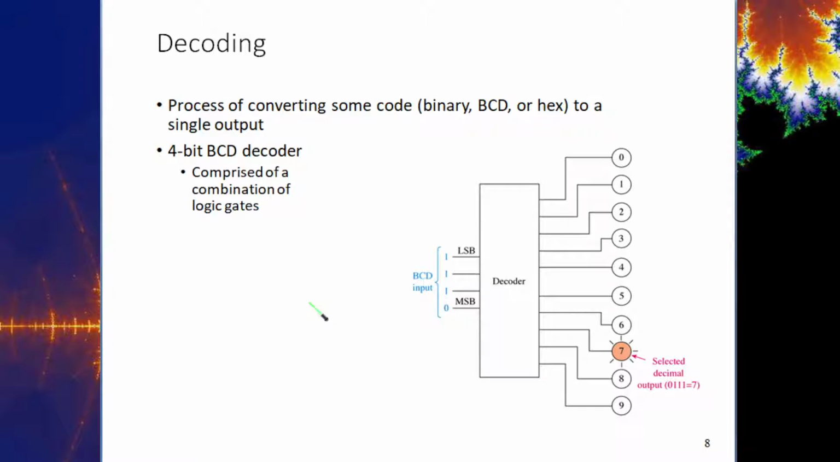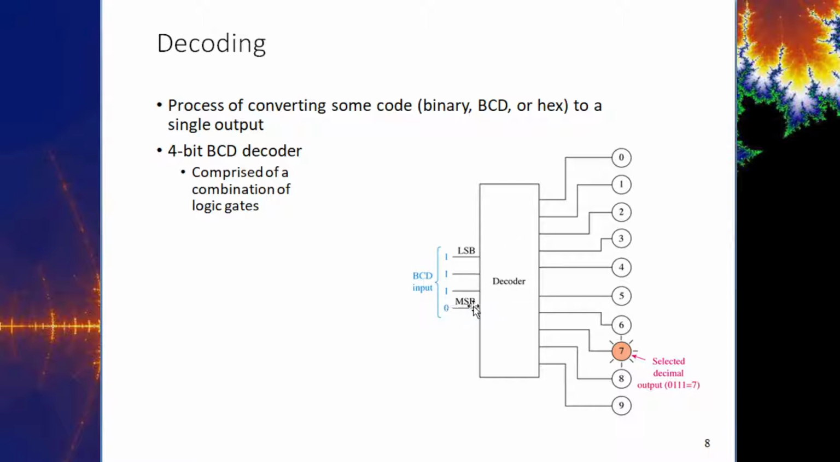What decoding is, is converting some type of code, whether it's binary or BCD or hex or whatever, to a single output. Okay? So, if this is my decoder chip, without getting into the nuances of what's inside the box, it's taking whatever's on the input. In this case, this is a 4-bit BCD decoder, so there's a BCD number on here, 0000 through 1001. There are some logic gates inside here that are making this happen.